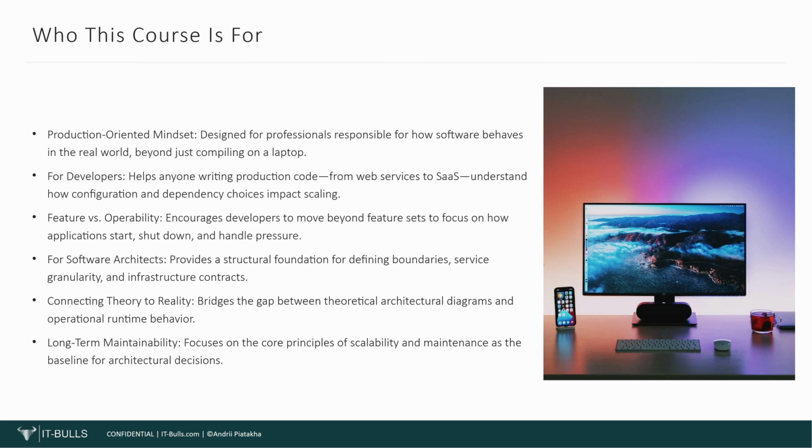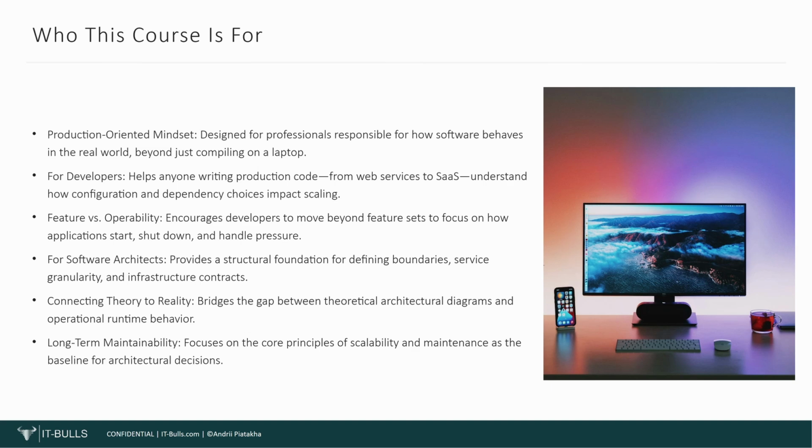If you are building web services, APIs, microservices, or SaaS platforms, you are already making architectural decisions whether you realize it or not. The way you handle configuration, the way you manage dependencies, the way your application starts and shuts down, these choices determine whether your system scales cleanly or collapses under pressure. This course gives developers a production-oriented mindset, so they stop thinking only about features and start thinking about operability.